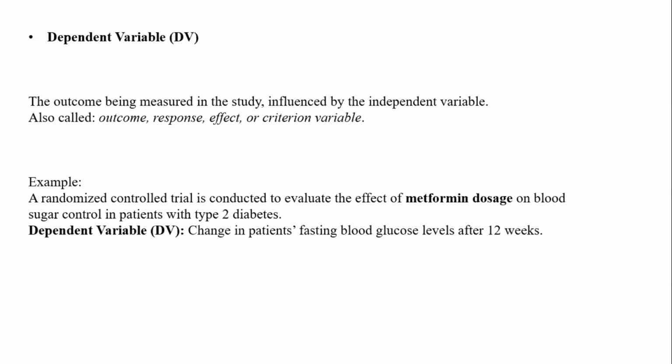The dependent variable is the change in patient fasting blood sugar. For example, after the patient was subjected to the metformin dosage, the sugar may have risen or gone down. So the changes in blood sugar fall under the dependent variable. That is why we say it is the response to the drug that the patient has been subjected to.